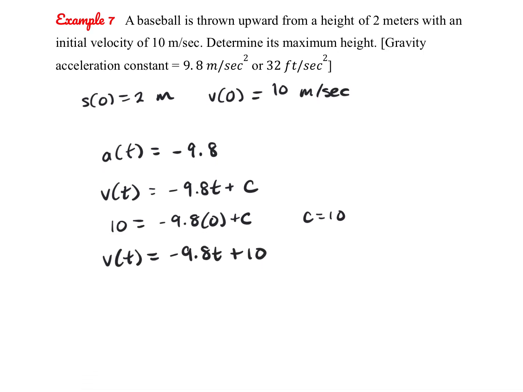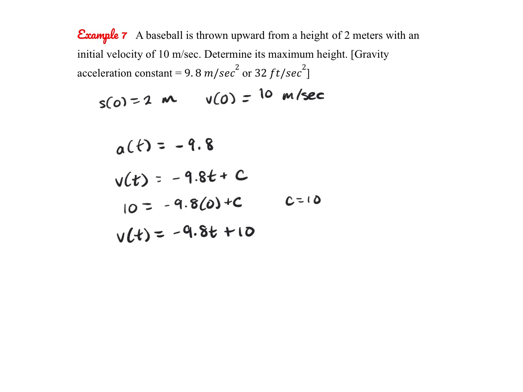And then we can take the antiderivative of that to find our position function. So s of t, again, it's going to be t squared. So we're going to need to divide this by 2 because we know when we take the derivative of it, we would move this and multiply it out front. So negative 9.8 divided by 2 is negative 4.9 t squared, and then we have plus 10t, and then I'll give us a new constant of integration.